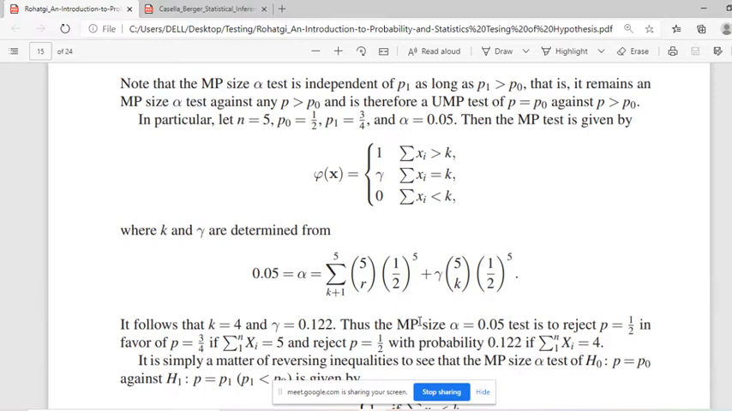Okay, so the most powerful size 0.05 test is to reject p is equal to 1 by 2 in favor of p is equal to 3 by 4 if summation xi is equal to 5, and reject p is equal to 1 by 2 with probability 0.122, because we have obtained that gamma is equal to 0.122. Okay, I think we have already discussed a similar problem in the beginning itself. So with probability 0.122 if summation xi is equal to 4.